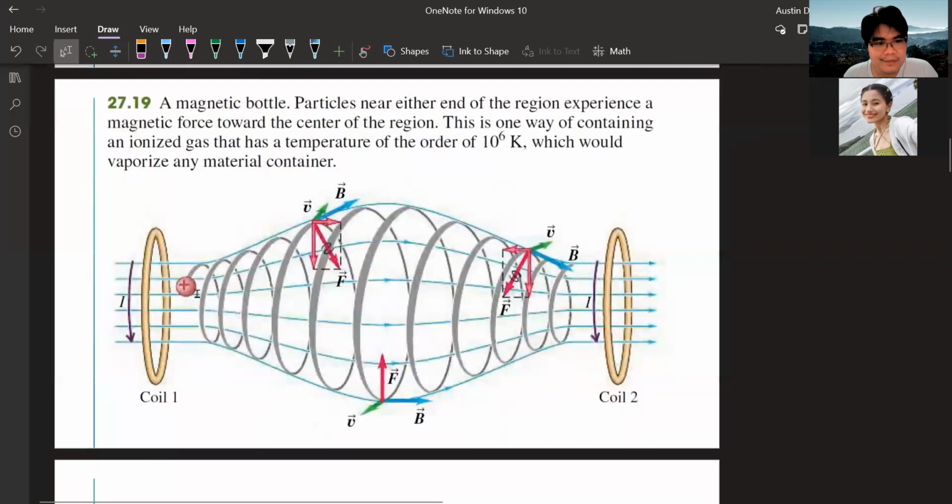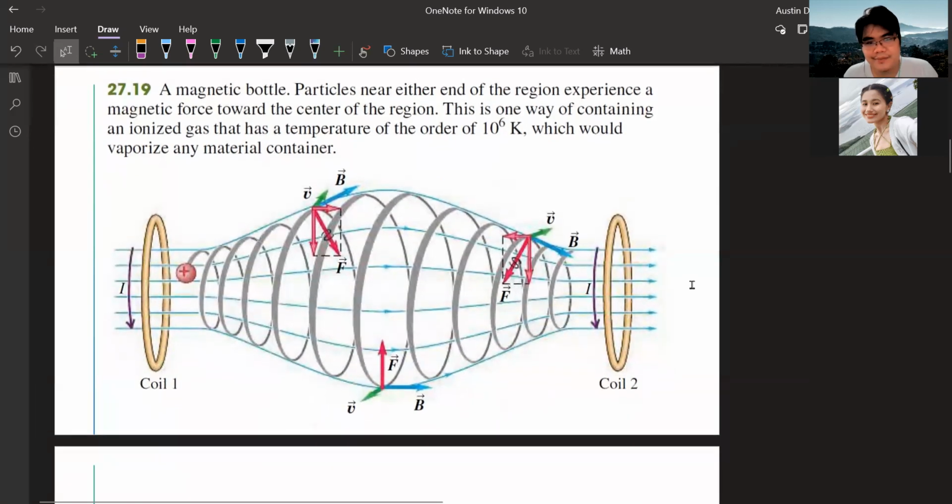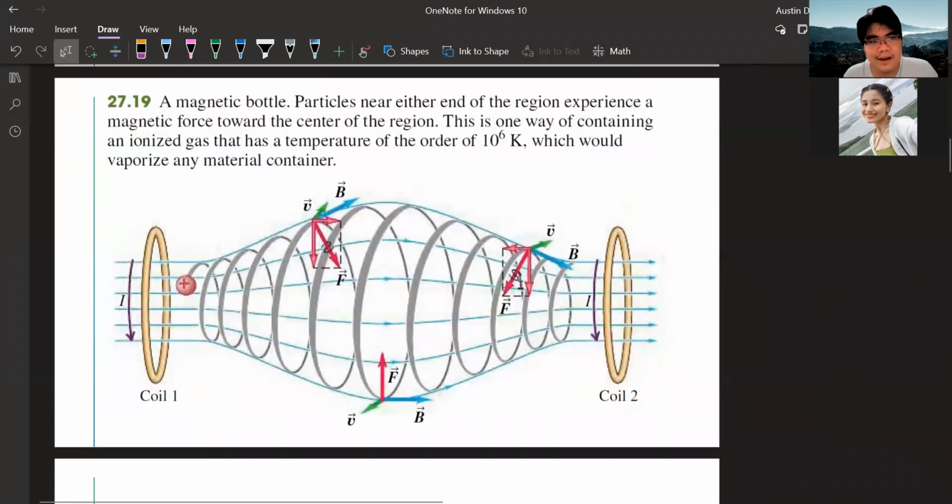Okay, so itong kung mapapansin nyo, ayan. At this point, umiikot yun, di ba? Umiikot yung charge mo. At this point, mapapansin nyo, the force is inward. So, laging nasa loob yung charge. So, ito yung isa sa mga paraan how you would contain ionized gases. Okay. Ayan.